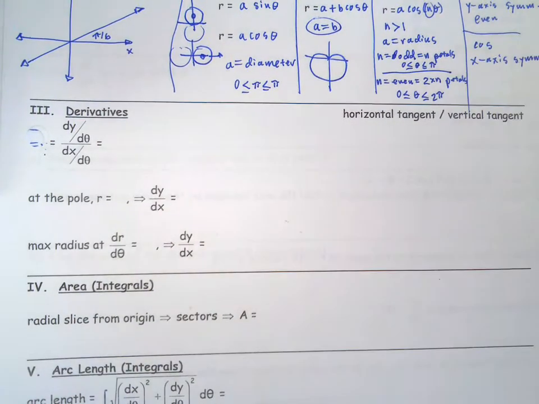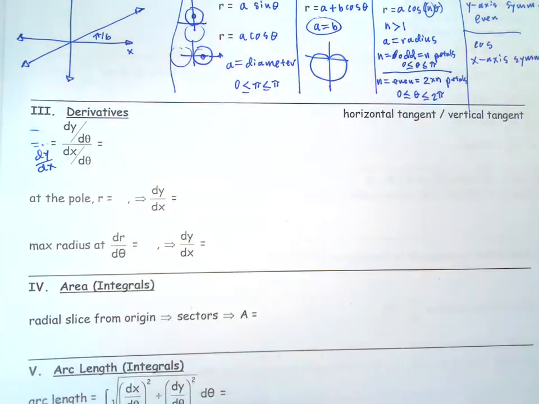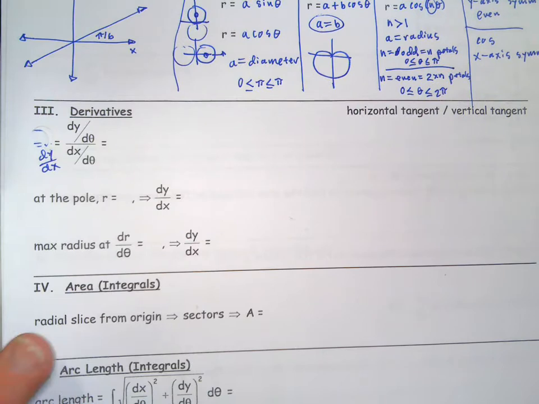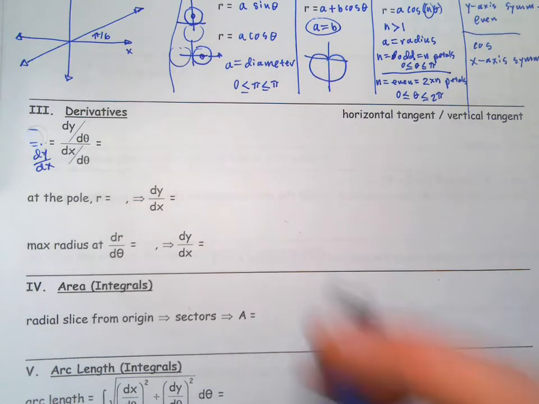Now, dy/dx, which is kind of punched out by this hole right here, is equal to dy/d theta over dx/d theta. Because our equations are all in terms of theta, you're going to have to first take the derivative with respect to theta, or with the variable that's in there, and then it's kind of a chain rule. You've got to take the derivative of theta with respect to x. Now, that's all you need to remember.